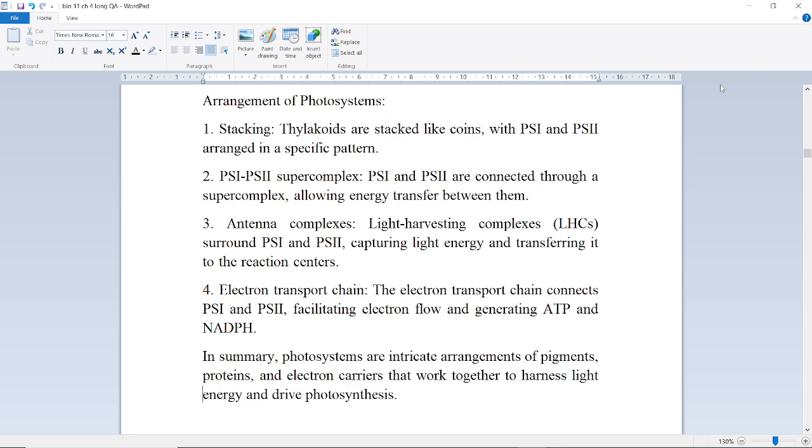Antenna complexes: Light harvesting complexes (LHCs) surround photosystem 1 and photosystem 2, capturing light energy and transferring it to the reaction center. Electron transport chain: The electron transport chain connects photosystem 1 and photosystem 2, facilitating electron flow and generating ATP and NADPH. In summary, photosystems are intricate arrangements of pigments, proteins, and electron carriers that work together to harness light energy and drive photosynthesis.